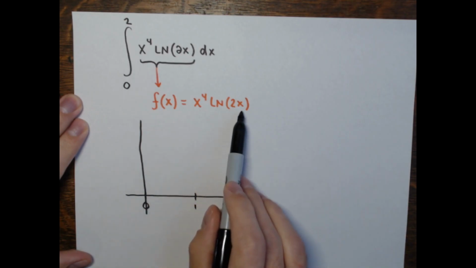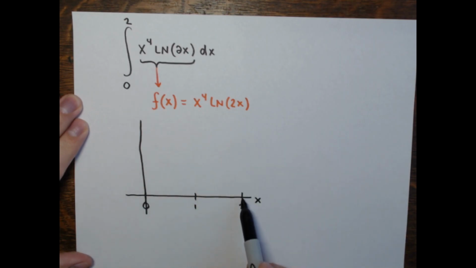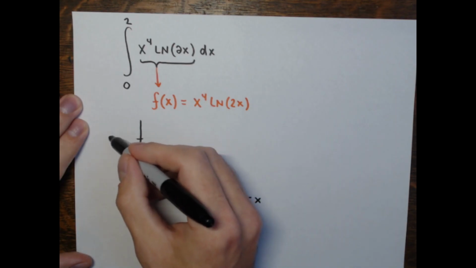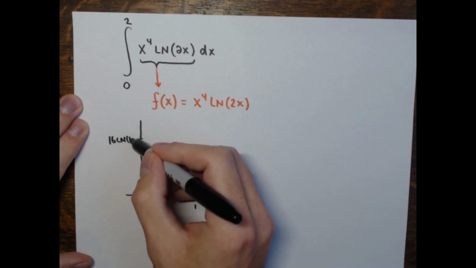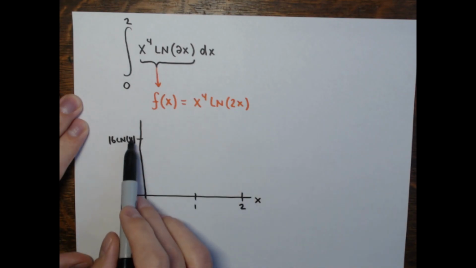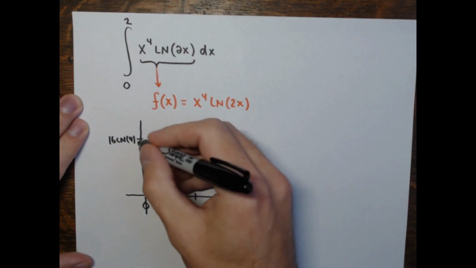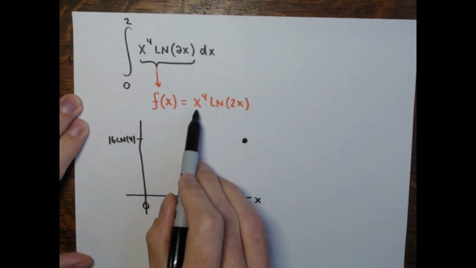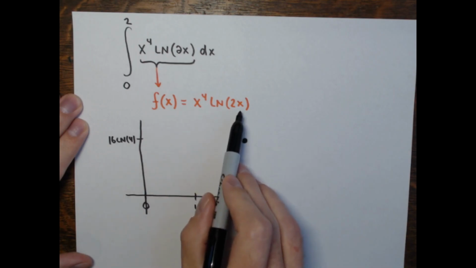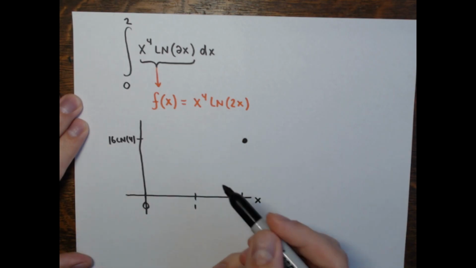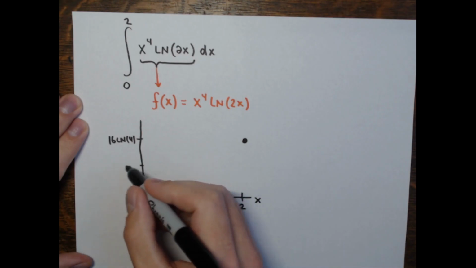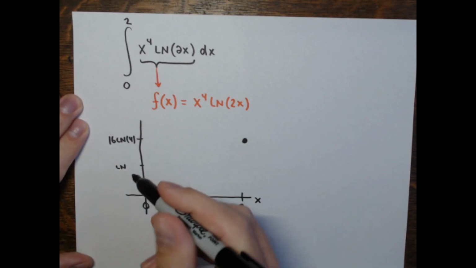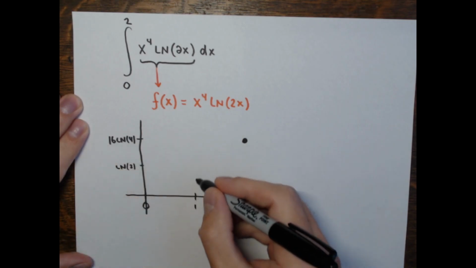Now, this function, at 2, you'd have 16 times the natural log of 4, or 32 times the natural log of 2, something like that, right? Properties of logs. At 1, you'd have 1 times the natural log of 2, which would definitely be smaller. Just the natural log of 2, which is about 0.69 something, right?